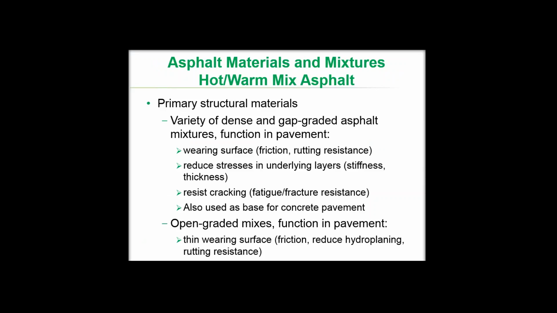For asphalt materials and mixtures, the main product that's used is hot and warm mix asphalt. These are the primary structural materials we use for pavements. There's a variety of dense and gap-graded mixtures. Each one can be designed for a specific function in the pavement. On the wearing surface, we're looking for friction, for skid resistance, and rutting resistance.